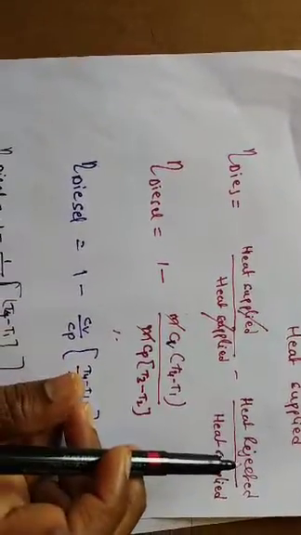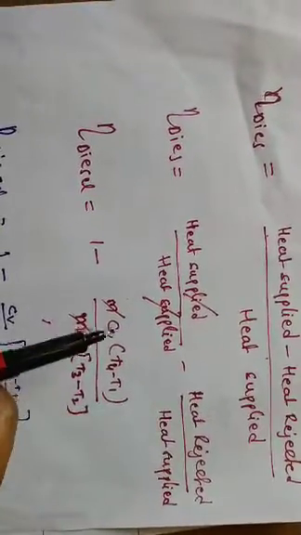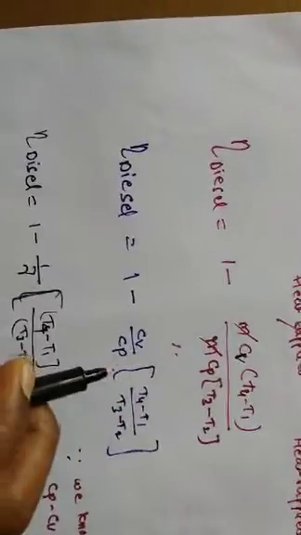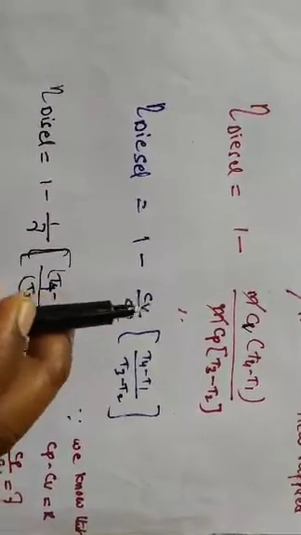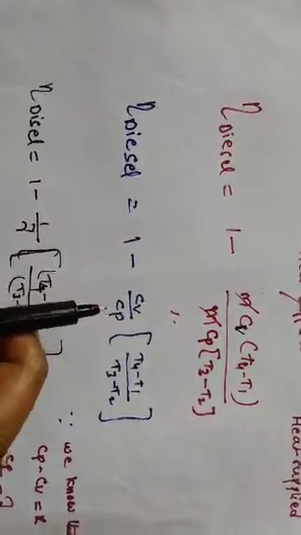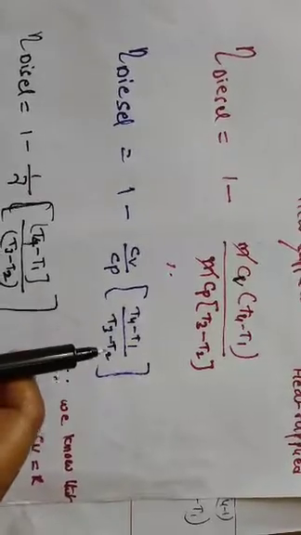What is the value of heat rejected? Once again observe the table. Heat rejected is m Cv (T4 minus T1). Heat supplied is equal to m Cp (T3 minus T2). Right. So the efficiency of the diesel cycle is equal to 1 minus Cv by Cp, where m gets cancelled, times (T4 minus T1) by (T3 minus T2).